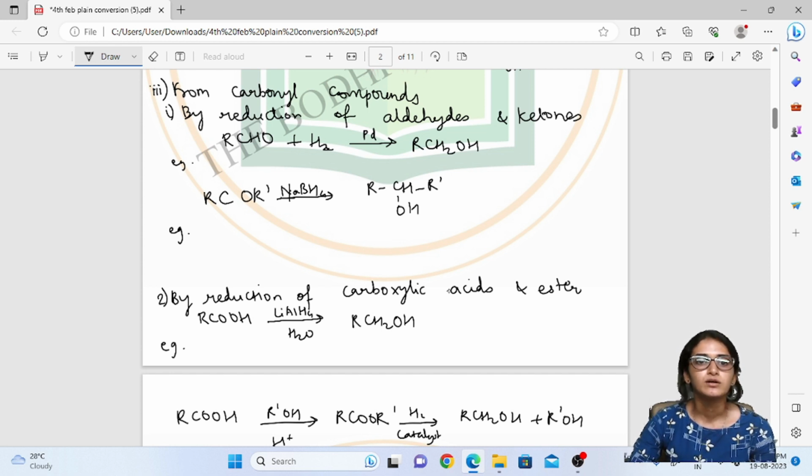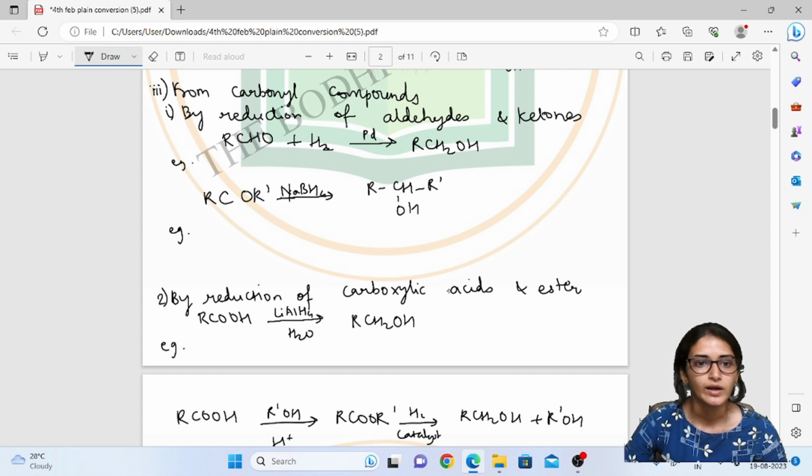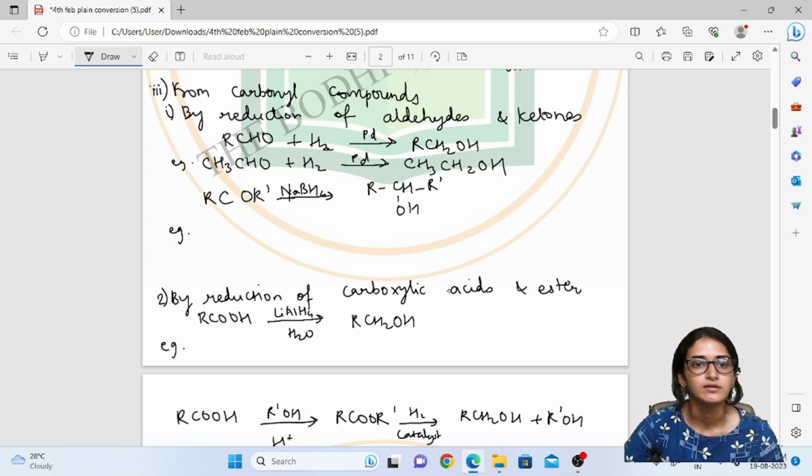Now, what does hydrogenation mean? Addition of hydrogen in the presence of a catalyst. You can take palladium or nickel. Here palladium is taken. Now I will show one example. If I take CH3CHO plus H2 in the presence of palladium, what will I get? We'll get CH3CH2OH.